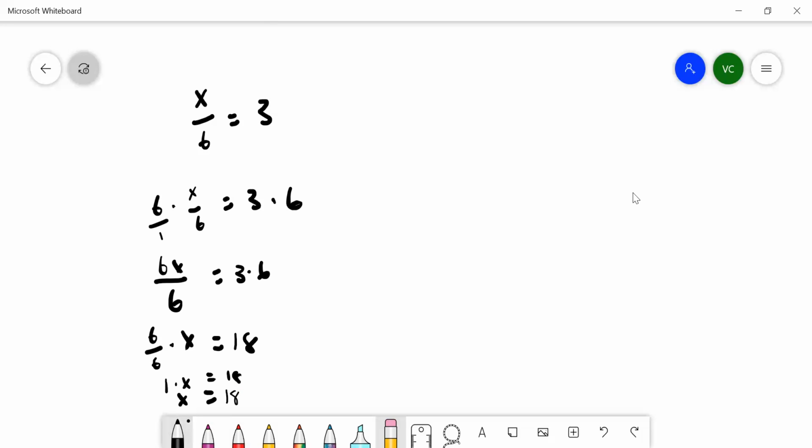So I wrote this out and it looks like many steps, but in reality, you would just go x over 6 equals 3. And then you would just multiply 6 times the left, 3 times 6. These cancel out. X equals 18. That's good enough if you know what you're doing.